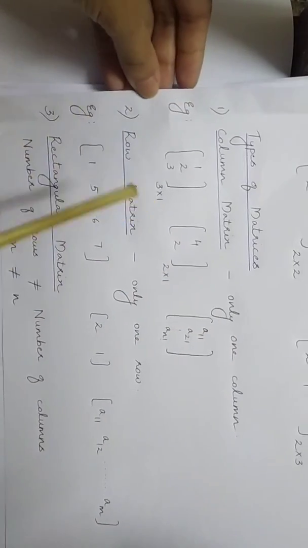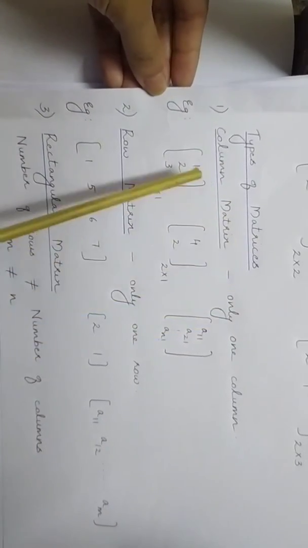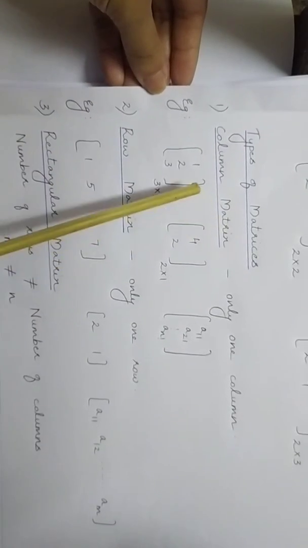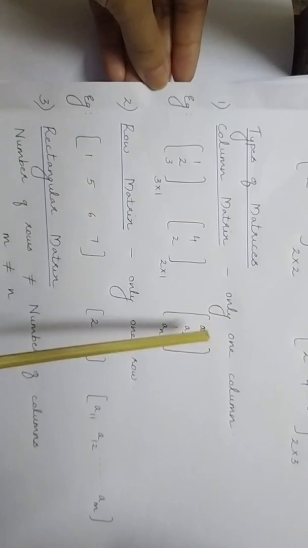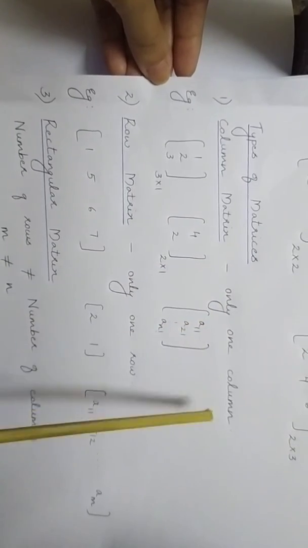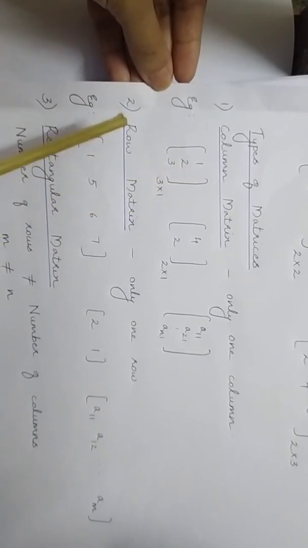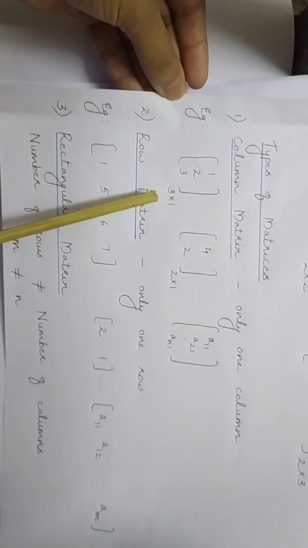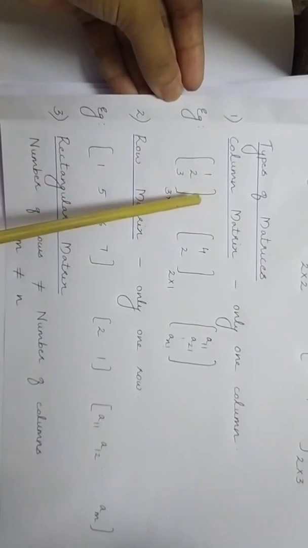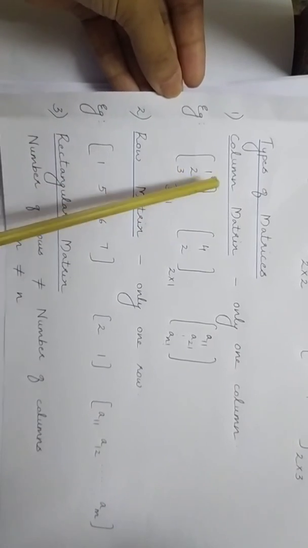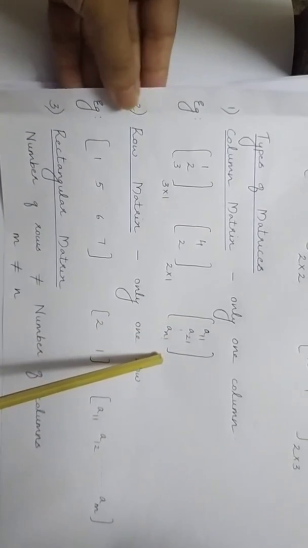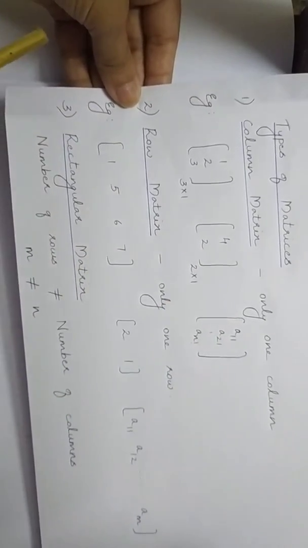Now we are going to study the types of matrices. The first one is the column matrix. It is there in the name itself. What do you mean by column matrix? Yes, it shows only one column. For example, the matrix 1, 2, 3. Its order is 3 by 1. That means this matrix has 3 rows and only 1 column. So A11, A21, etc. till An. This is how we write a column matrix. So a column matrix has only 1 column.